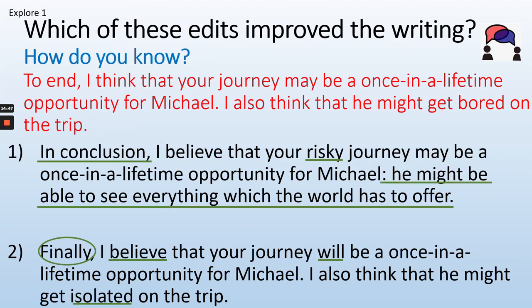They've used in conclusion. It just sounds a little bit more formal. They've expanded the noun phrase from your journey to your risky journey using emotive language. They've also used a colon followed by a list. The colon here is actually giving some evidence to back up their point. I think the first example is a little bit better. It really improves the writing with the formality, with the emotive language, and by backing up the argument with a fact.